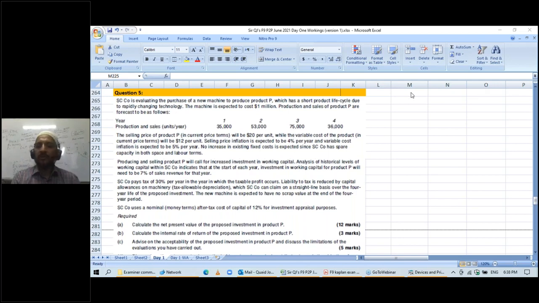So students, let's move on to the next question, question number 5, the SC company. This is a question on NPV, net present value, and IRR. Let's begin with it. You can read it first, and then I'll start doing it. We may be left with some questions by the end of today's workshop, which we will complete tomorrow, along with investment appraisal and working capital management.